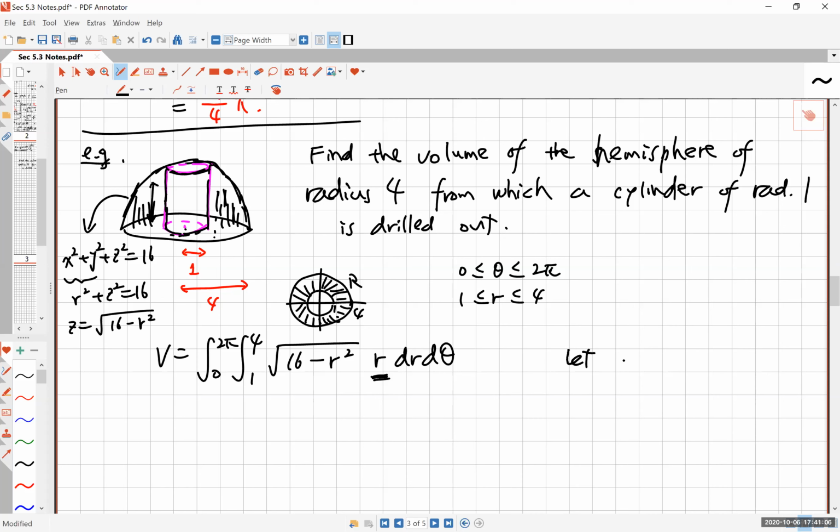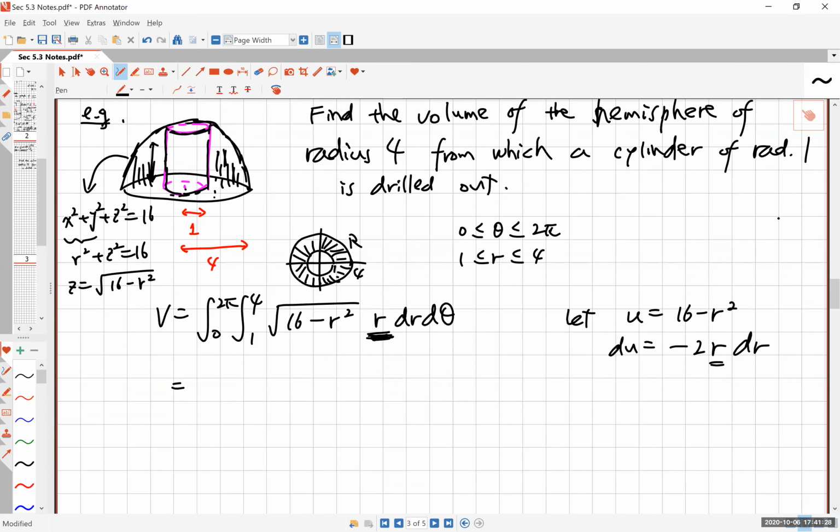Why am I saying this? Because inside you have 16 minus r squared. If you take the derivative of that, you have to have r, not r squared or r cubed. Well, it's minus 2r, right? And this r is necessary. And that's why you should be thankful for the presence of that r, okay? Right there.